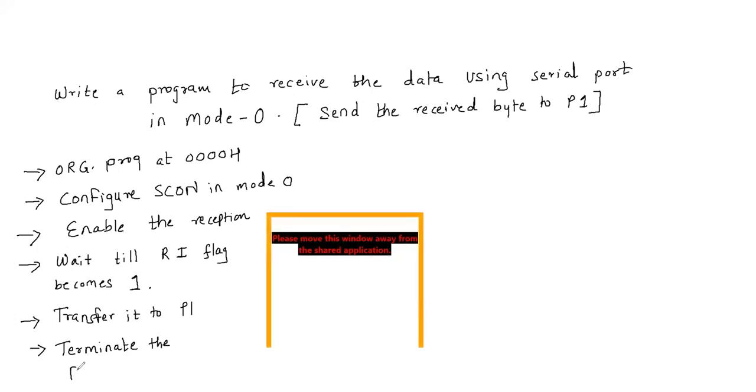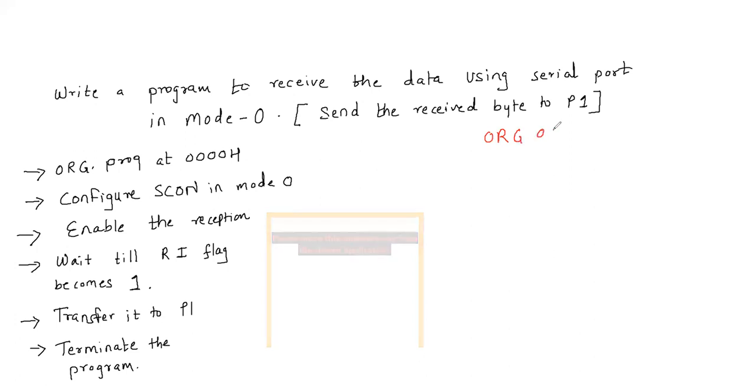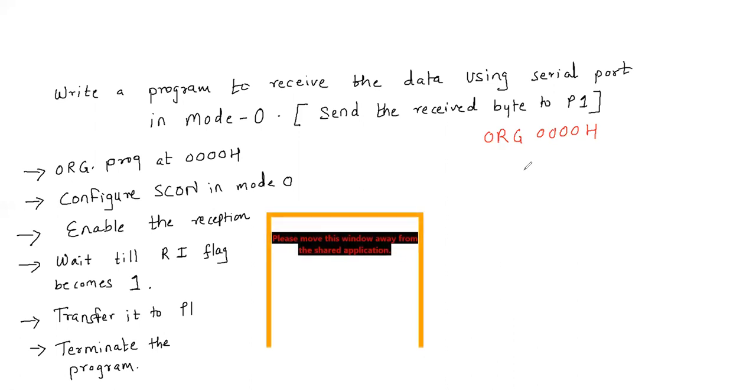As you can see, these are very simple steps for receiving the data and transferring it into port 1. So the first instruction: we have to originate the program at 0000H. Then the SCON register we need to program in mode 0, so we have to find out the bit pattern for the SCON register to configure the serial communication port in mode 0.